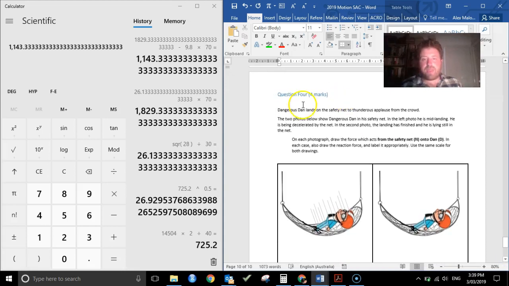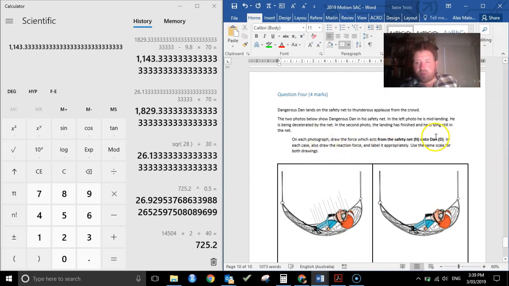Alright, final question. Dangerous Dan lands on a safety net to thunderous applause. The two photos below show Dan in his safety net. In the left photo, he's mid-landing. He's being decelerated by the net. That's going to be important. In the second photo, the landing is finished and he's lying still in the net. So in this one here, he's just lying there, completely still.